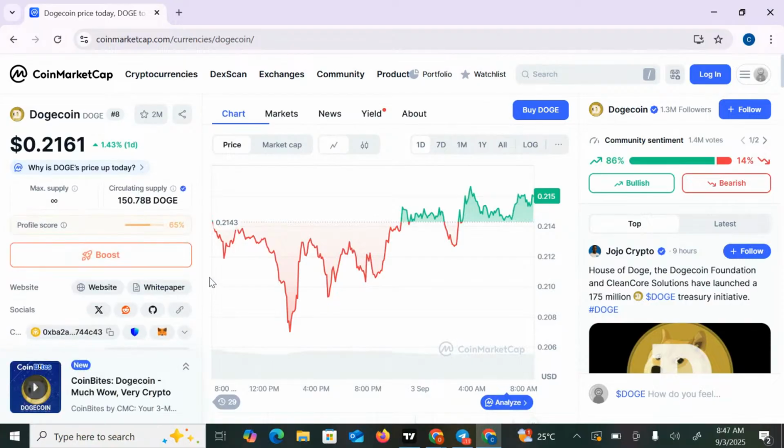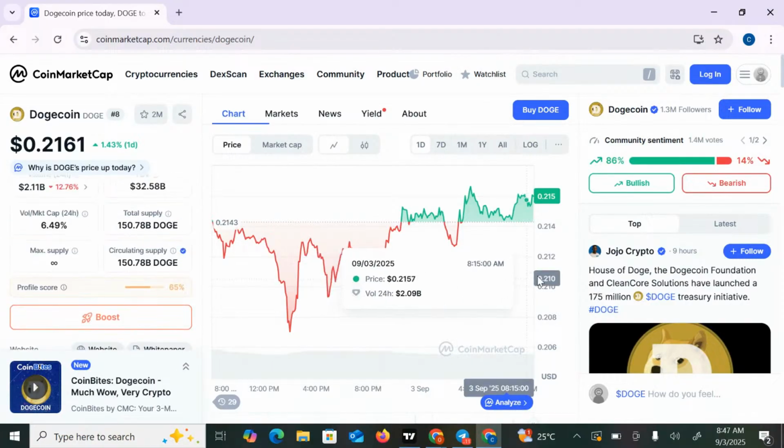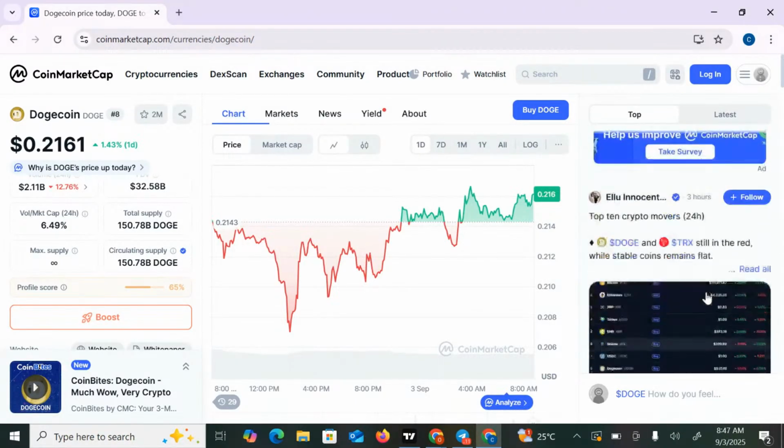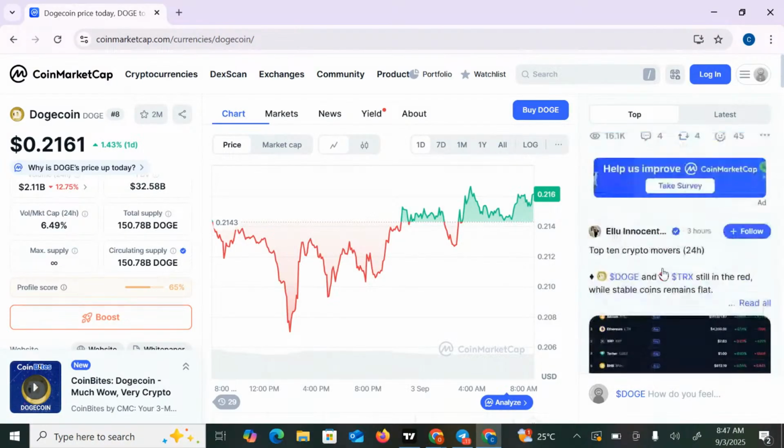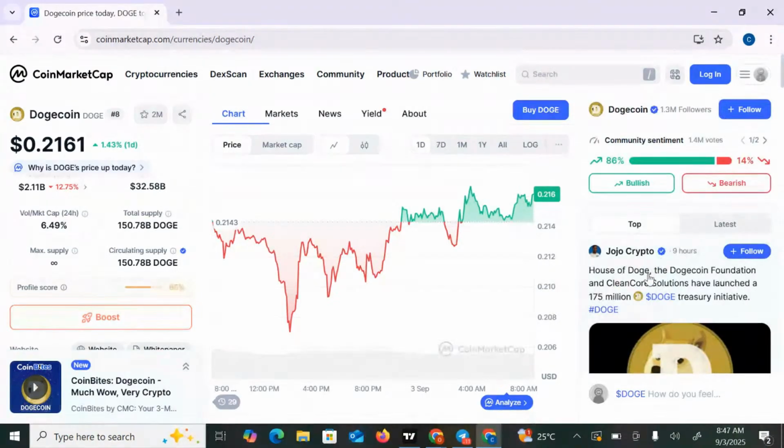You can see news about Dogecoin. You can see what people are saying, 9 hours ago. Yeah, this is on Twitter, I guess. House of Doge, blah blah blah. People are talking about Dogecoin here. Through this, you can know what is going on. You can see what people are saying, and just use that to also make your own analysis.